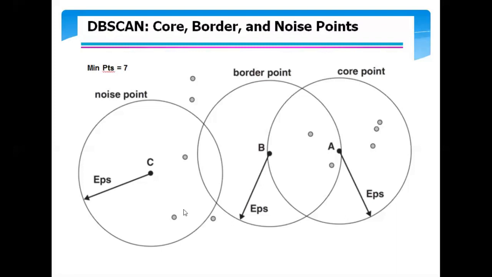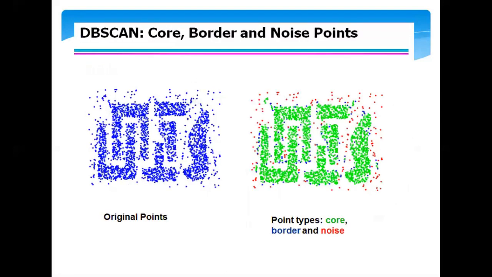So this is the depiction of how to categorize core points, border points and noise points. Here I have got a diagram for understanding how the original points are there, and here you can see the point types are core, border and noise. The core points are depicted here in green color, the border points are in navy blue color, and the noise points, which are not necessarily in this picture, are represented by red color. So this is basically the DBSCAN.